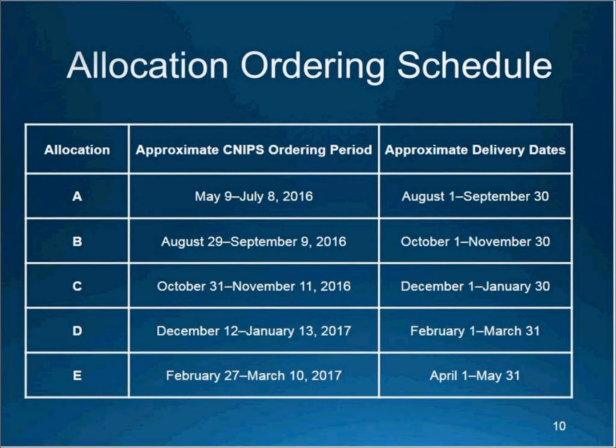As we mentioned, allocation agencies order USDA foods 5 times a year. The chart shown shows the approximate dates that the allocations are open for agencies to place their orders in the CNIPS and the corresponding delivery date range. As you can see, the allocations are referred to by the corresponding letter. Our distribution centers send email notifications when an allocation opens and follow up with a phone call if an agency forgets to place their order. We want to make sure that all our agencies are taken care of and able to order food.